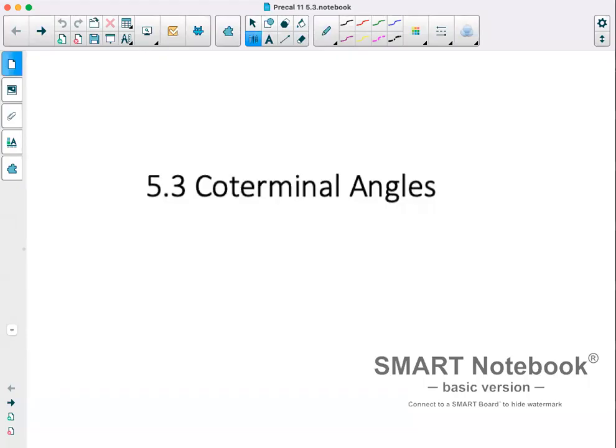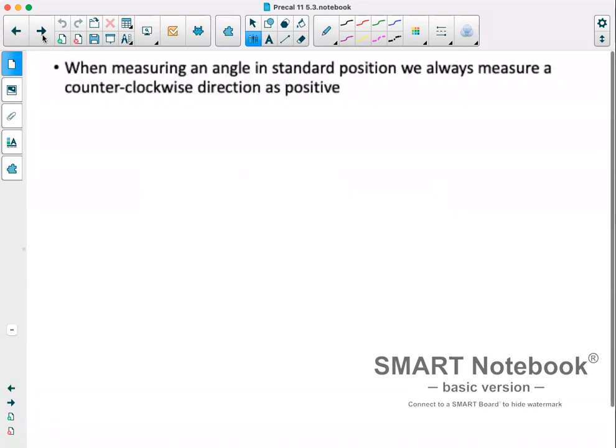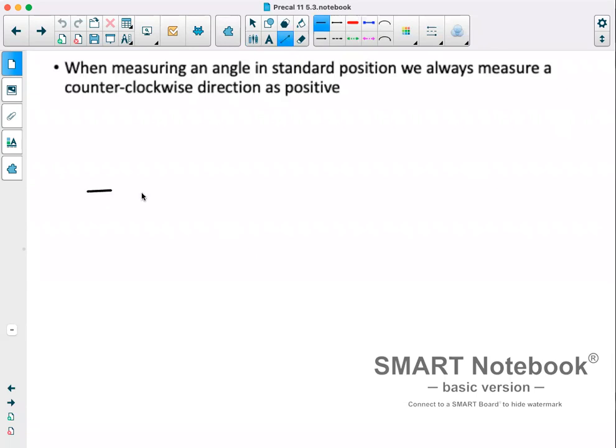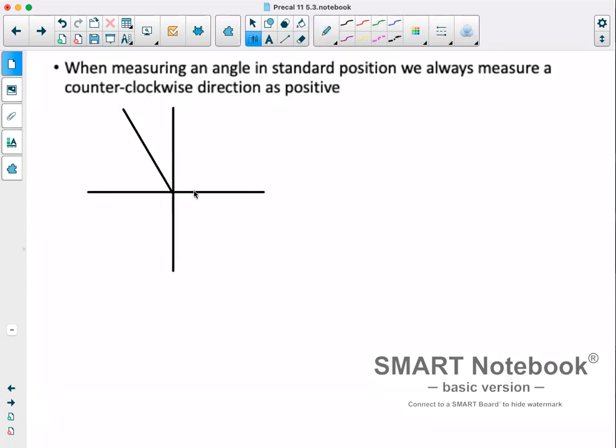Hi, today we're going over section 5.3, which is coterminal angles. So just a review from last class: when measuring an angle in standard position, we always measure in a counterclockwise direction. So if I have this coordinate grid and a terminal arm, say here, then I would measure off of a starting point going counterclockwise to get a positive angle. So for example, 110 degrees.